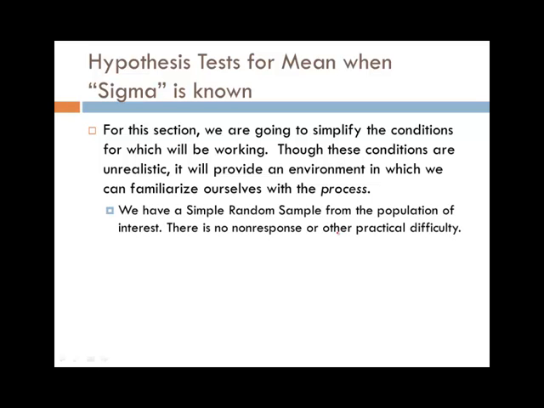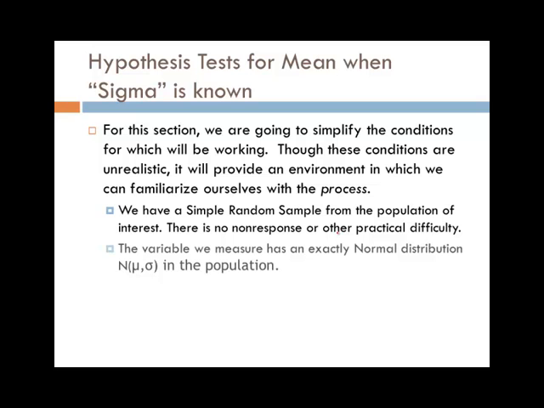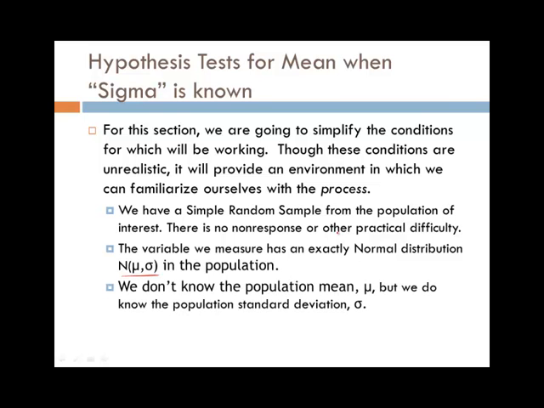So we have a simple random sample from the population of interest. There is no non-response or other practical difficulty here. The variable we measure has an exact normal distribution in the population here. We don't know the population mean, but we do know the population standard deviation sigma.